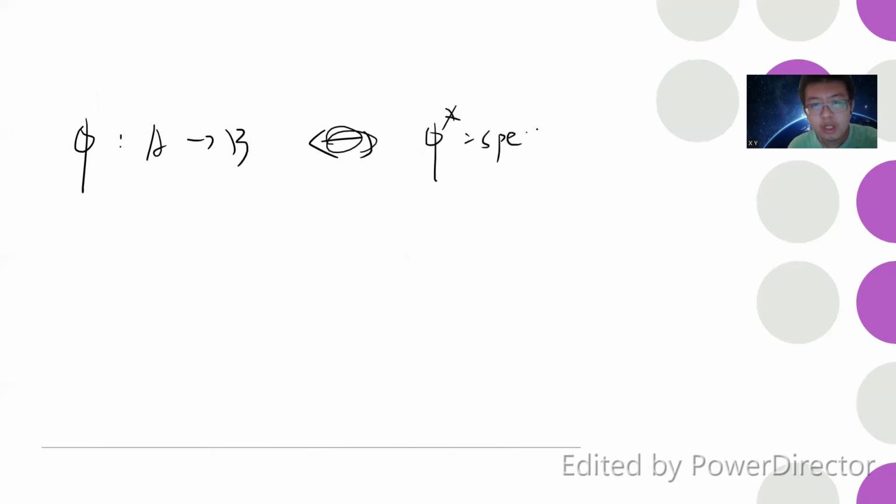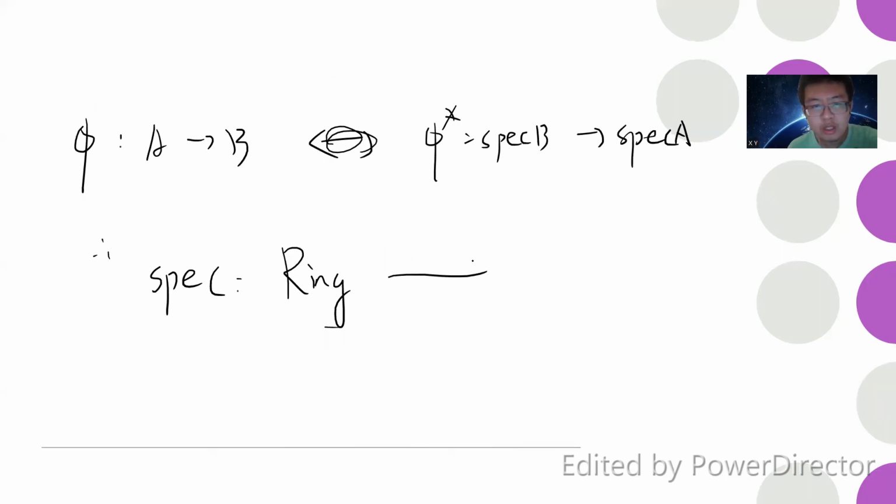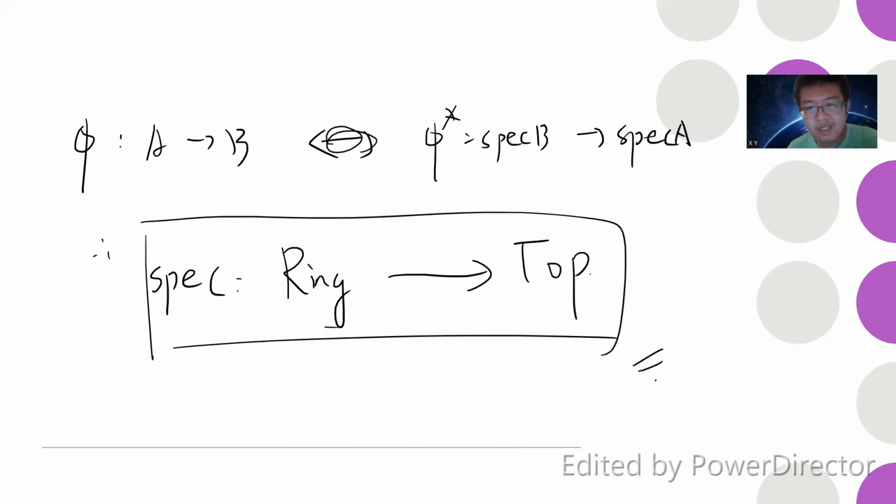So our final result is that phi from A to B induces a continuous map from Spec B to Spec A. This tells you that the spectrum is a contravariant functor from the category of rings to the category of topological spaces. And this is a contravariant functor.